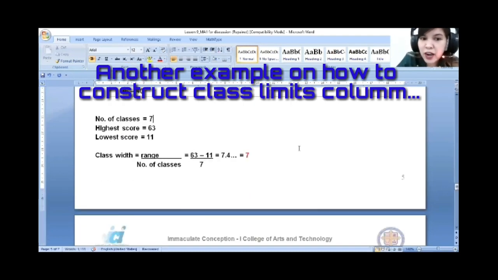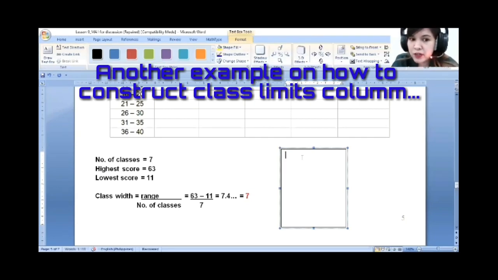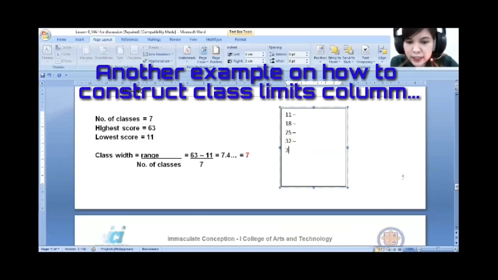Then afterwards, you make a table. Where do you start when you make a table? I start at the lowest score. What is our lowest score? 11. Correct? Then dash. We add the class width going down. So, 11 plus 7, 18. Dash. 18 plus 7, 25. Plus 7, 32. Plus 7, 39. Plus 7, 46. Plus 7, 53. Why did I stop? Because I already have 7 rows, since 7 is the number of classes.